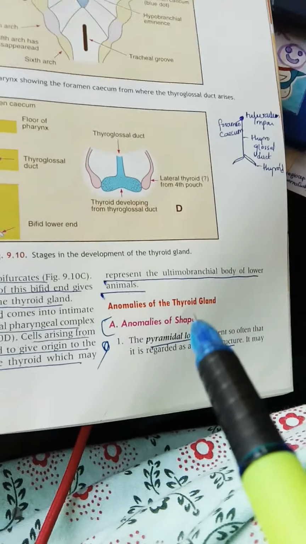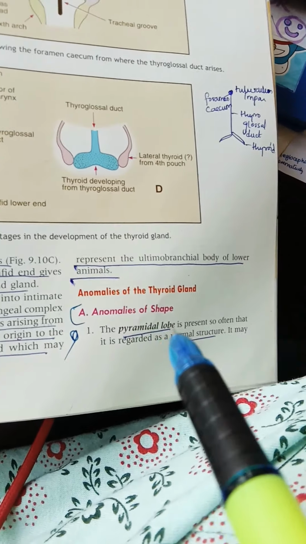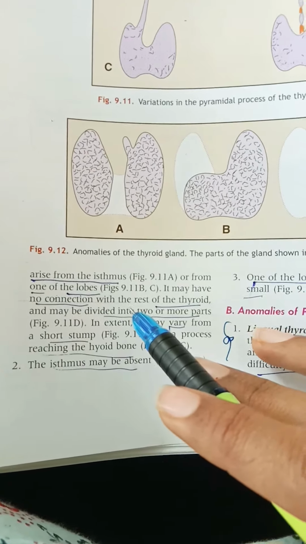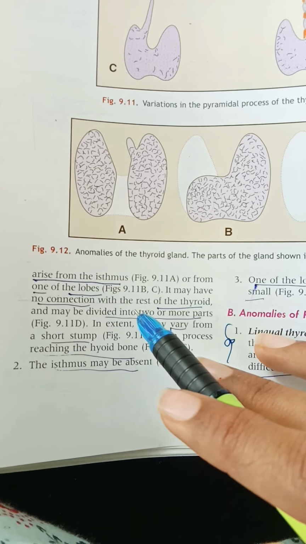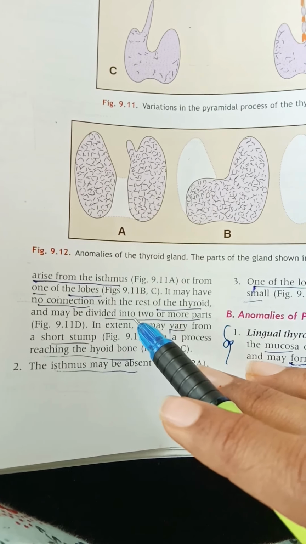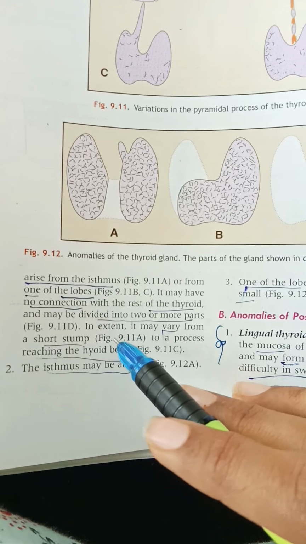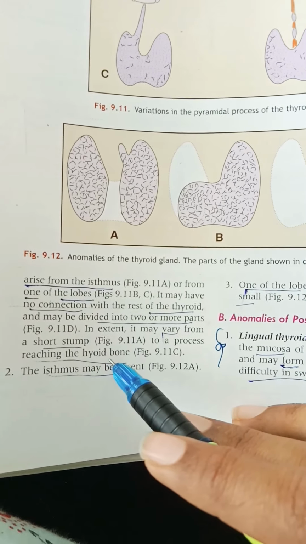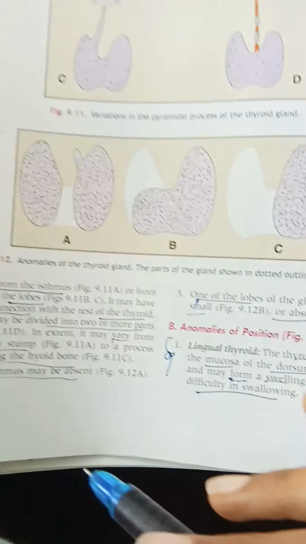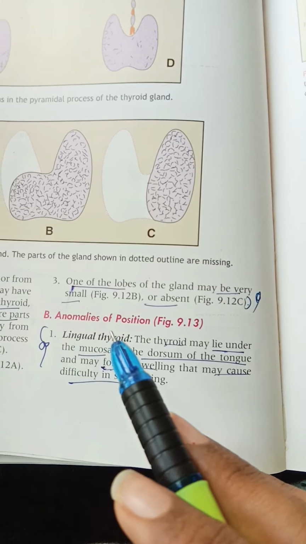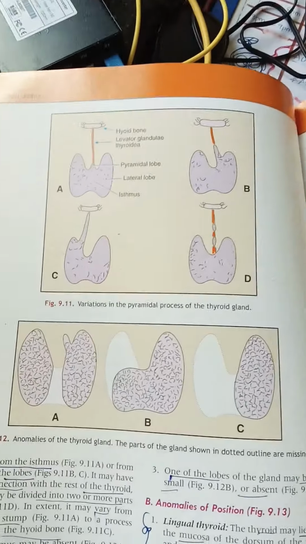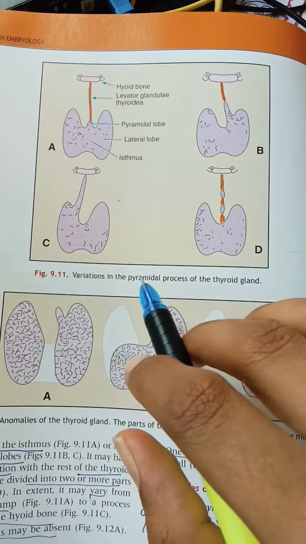So let us see some anomalies related to the thyroid gland, like the pyramidal lobe. It is also a normal structure, and arises from the isthmus or one of the lobes, and it may have no connection with the rest of the thyroid and may be divided into two or more parts. In extent it may vary from a short stem to a process reaching the hyoid bone. So the isthmus may sometimes be absent or present, and one of the lobes of the gland may be very small or even absent.